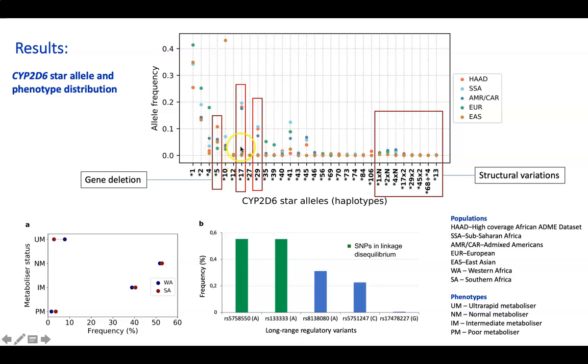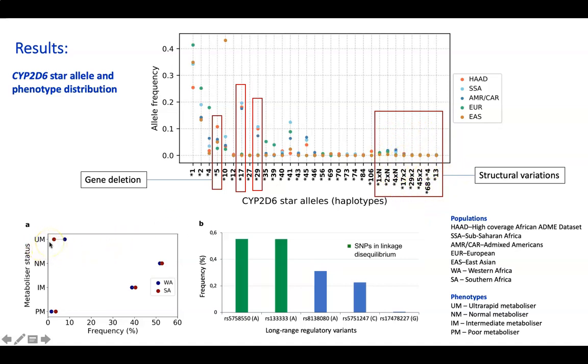And then we also see star17 and star29 being really African specific, but they also have a high frequency in admixed Americans. These two alleles are decreased function alleles, and they are responsible for a lot of the enzyme variability that we see in African populations. And then also here we see the structural variants, which we were not going to be able to call if we had not used whole genome sequence data and the tools that we used.